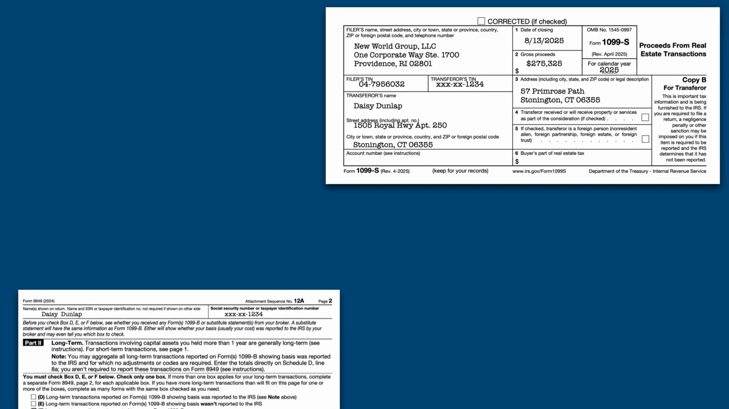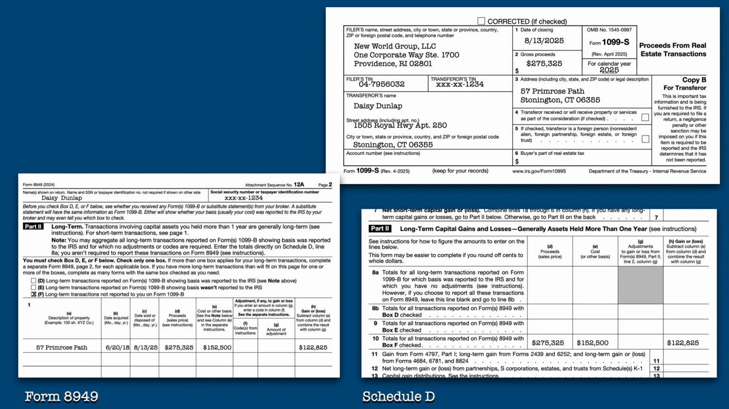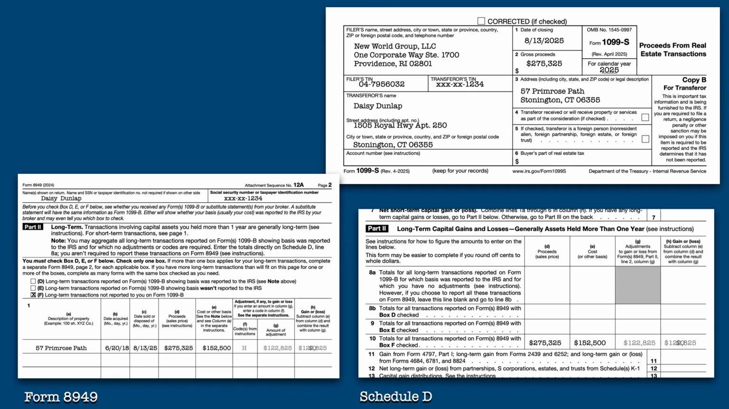This must be reported on a Schedule D, along with the property's basis, to determine if there is a taxable gain. Even if the sale is of a personal residence and the gain is excluded from taxation, it should still be reported and the gain adjusted for the exclusion, especially if the proceeds are greater than $250,000.